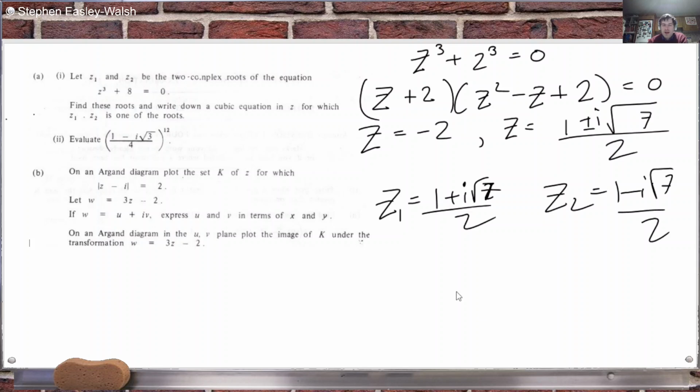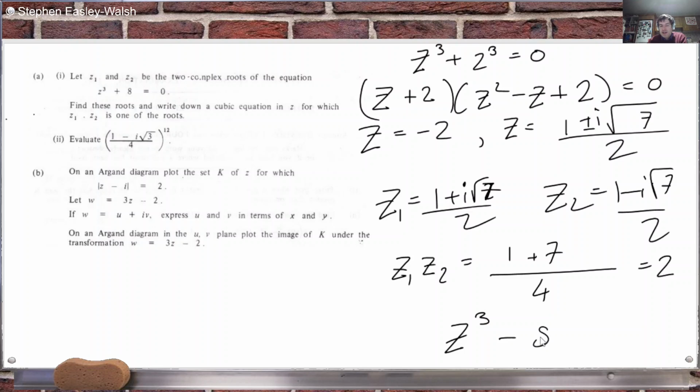Now, the product. So Z1 times Z2, that's going to be all over 4. And on the top, we get 1. Then the middle 2 will cancel, and you're left with minus i squared 7, which is plus 7, which is 8 over 4, which is 2. Write down a cubic equation in Z for which Z1 Z2 is one of the roots. Okay, so we just want the root to be 2. So I guess it would just be the cubic Z cubed minus 8 equals 0.